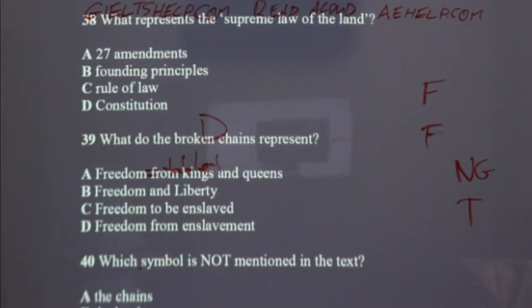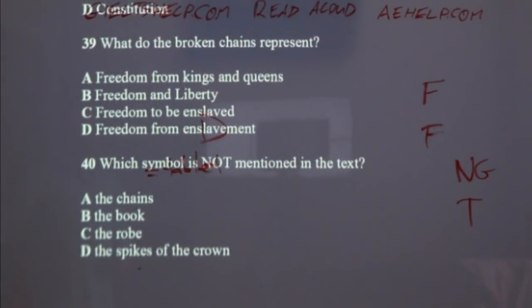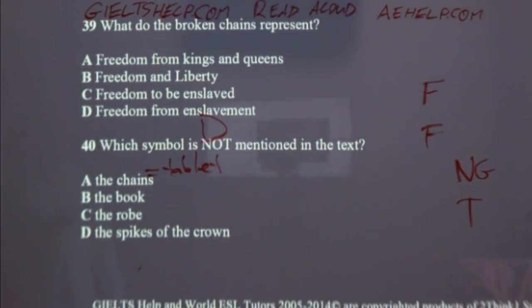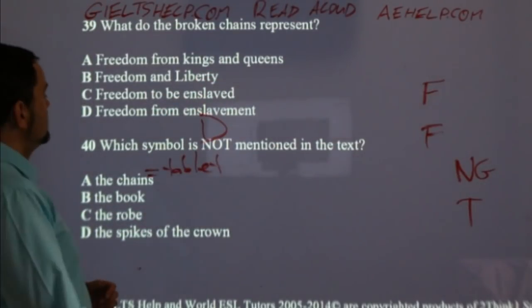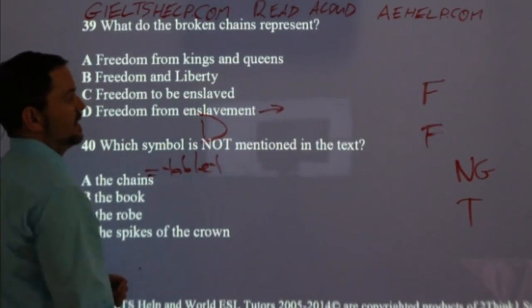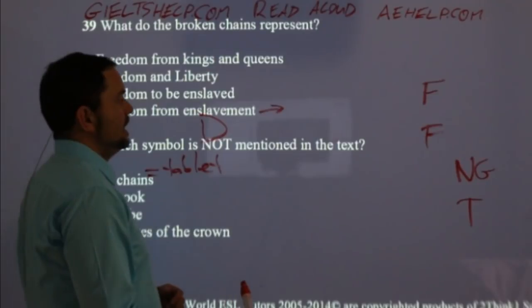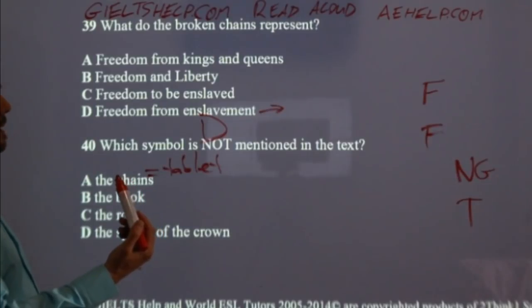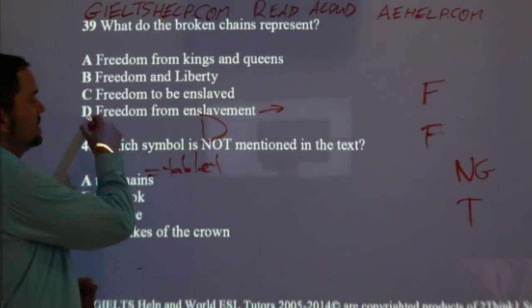Okay, so let's see. Anything matches? Freedom from kings and queens, yeah, that looks good. Freedom and liberty, freedom to be enslaved, freedom from enslavement. Which one is the best answer? No, I would say freedom from enslavement. It could be enslavement by chains, or it could be enslavement by kings and queens. So this is a better answer.